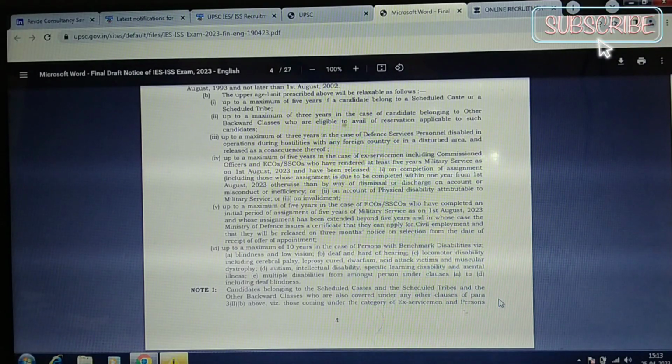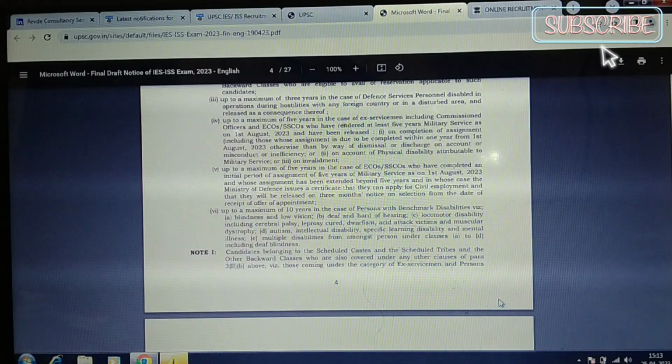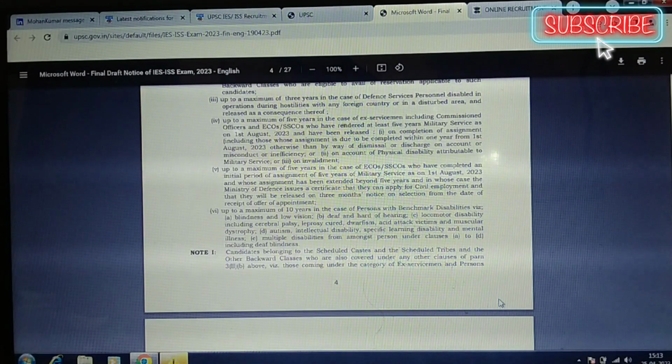a certificate that they can apply for civil employment, and that they will be released on 3 months notice on selection from the date of receipt of offer of appointment. So for those in the military services who have completed 5 years in the service, they are eligible to apply. Up to a maximum of 10 years in the case of persons with benchmark disabilities.